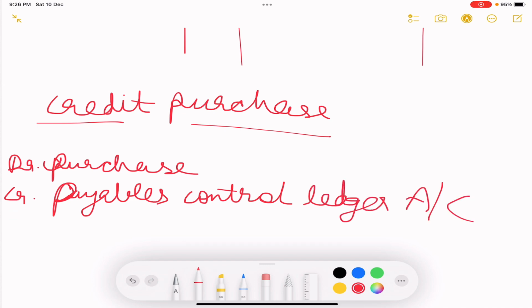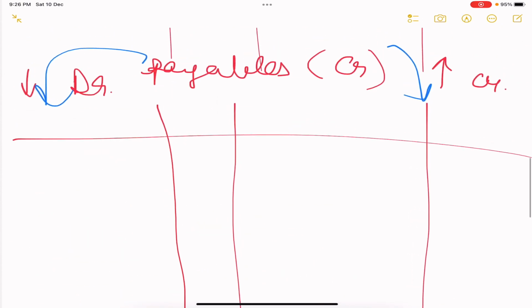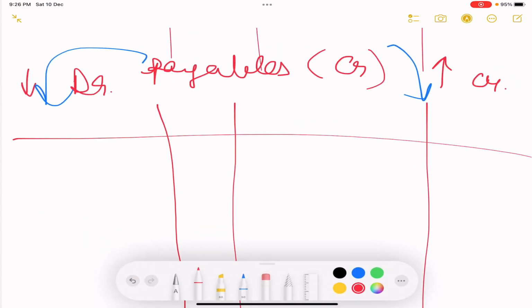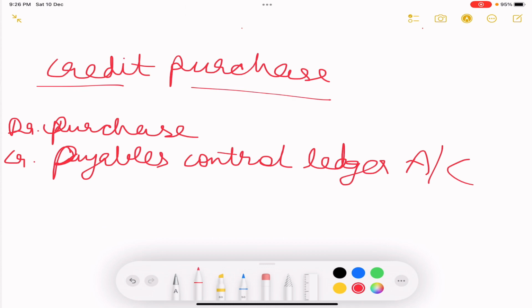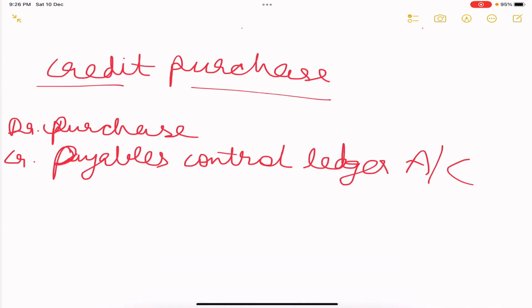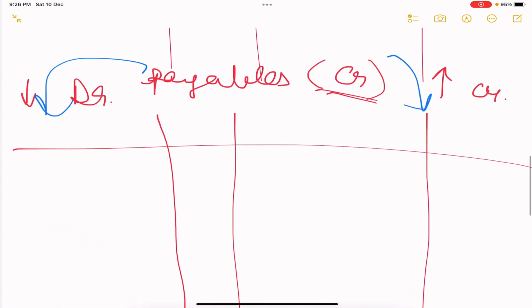Okay, this is how you'll do it. Debit purchase, credit payables control ledger account. What does that mean? Payables is getting credited. Why is it getting credited? Because whenever I am purchasing something, my payables are increasing, which means it should go on the credit side, because the balance of payables is credit.